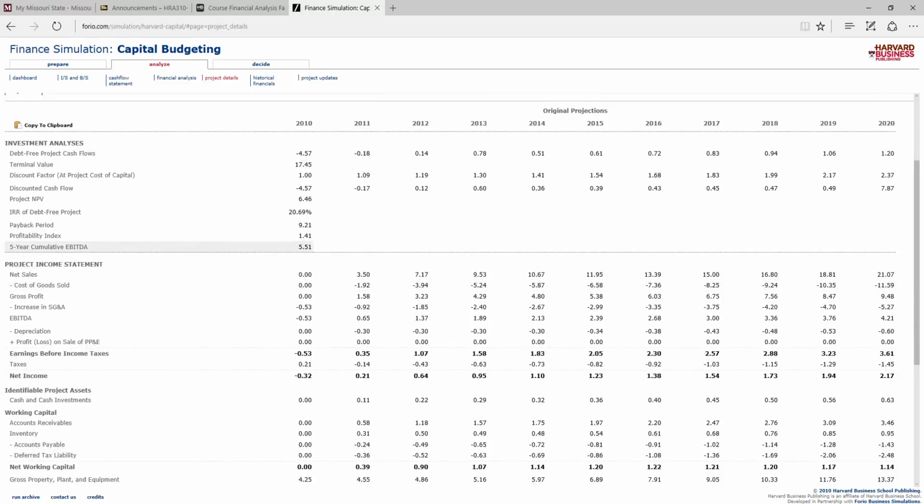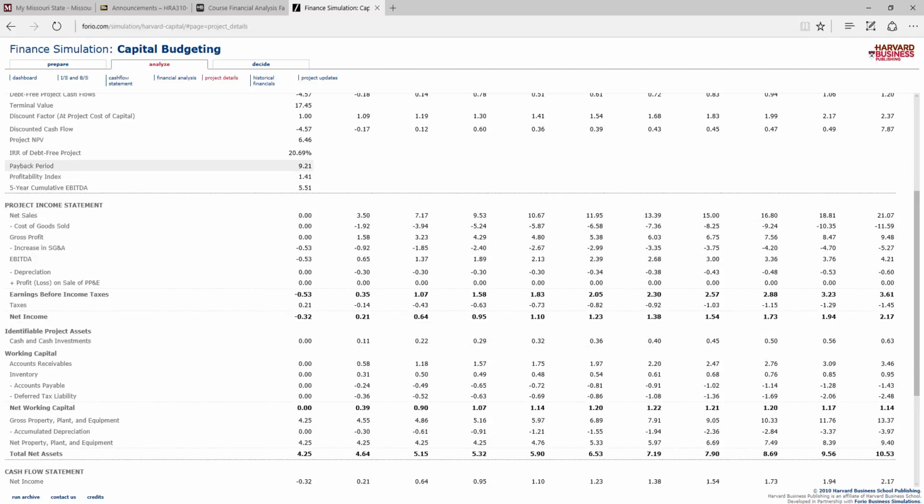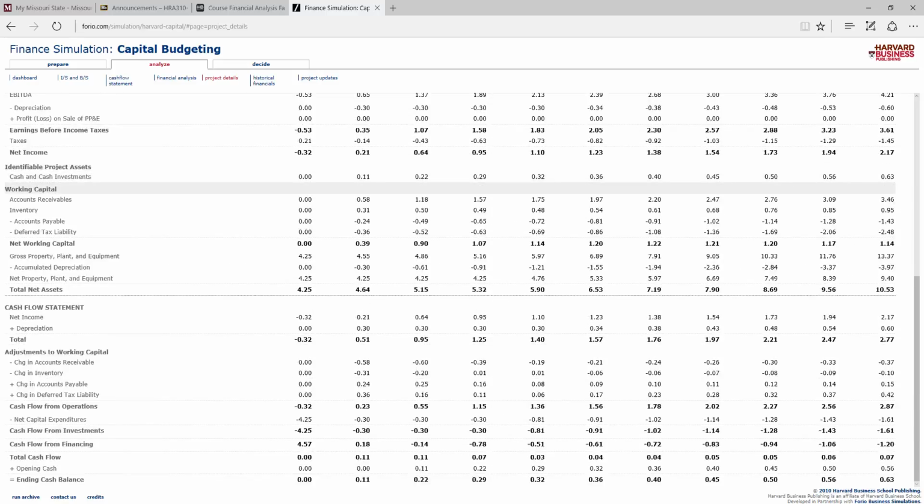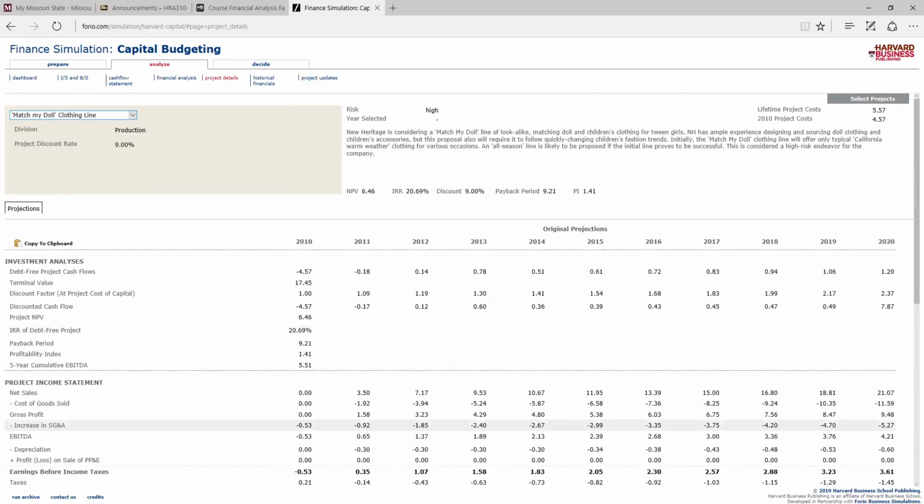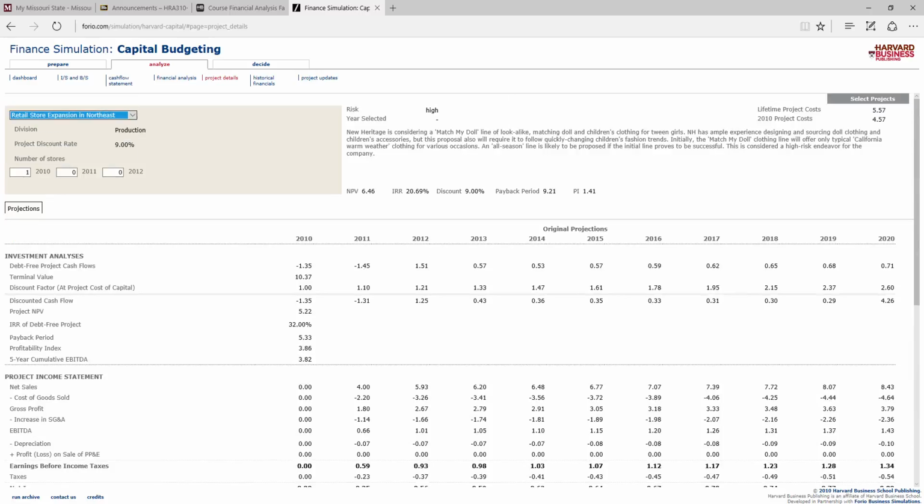For the Match My Doll, it'll show you the internal rate of return for debt-free project. It shows you 20%. It'll show you your profitability index, which is 41 cents on the dollar more than what you want, because you want a 1 for the profitability index, so that's always a good sign. It'll also show you your cash flow statement and your net income under this as well as the future projections of those for each line that you'd like to look at.